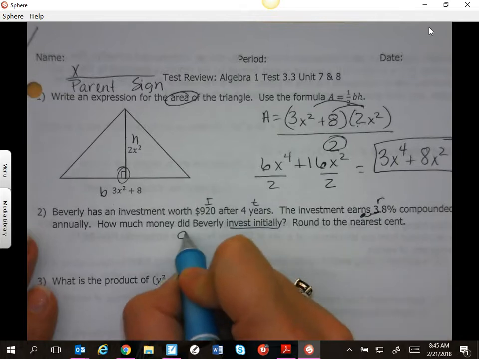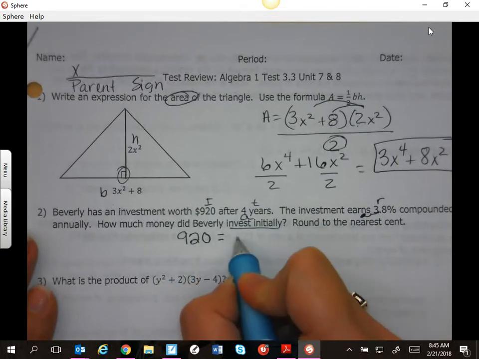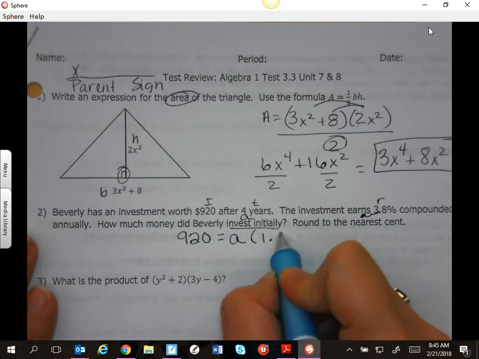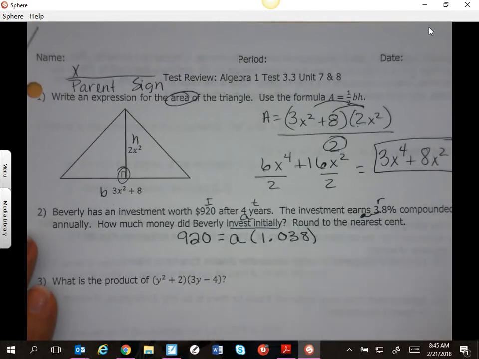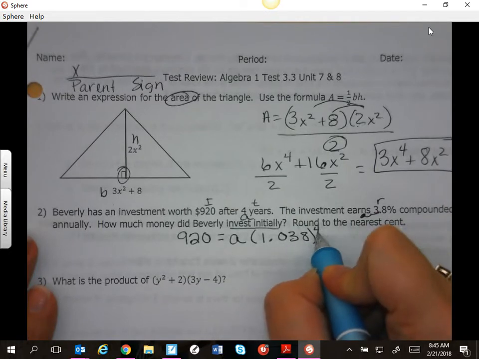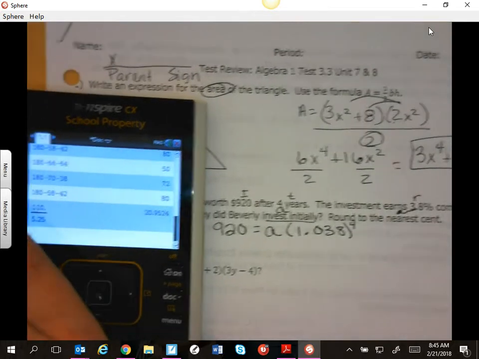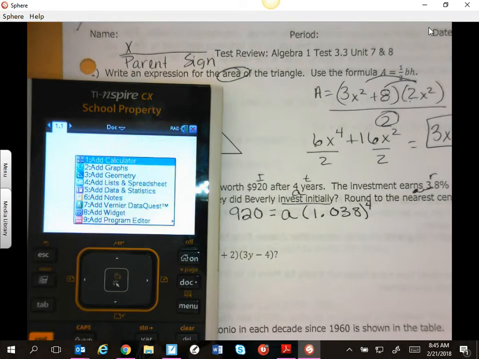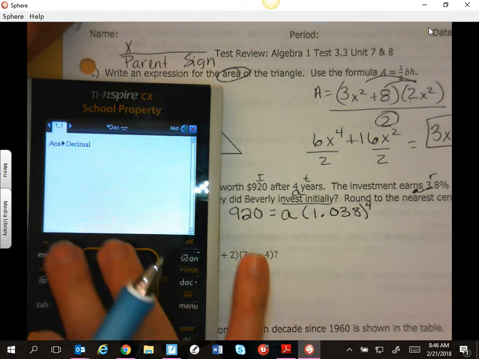We have 920 is equal to her initial amount. Remember, this is our A. So your B is 1.038 because it's growing, right? So 100% plus that 3.8%. And then to the time, which is 4 years. Now you can use your calculator to solve this. You can use NSolve, or you can simply work backwards. I'm just going to use NSolve because that is easier.